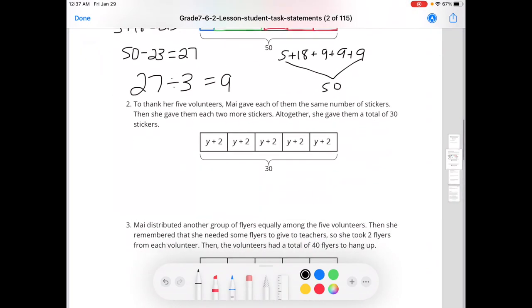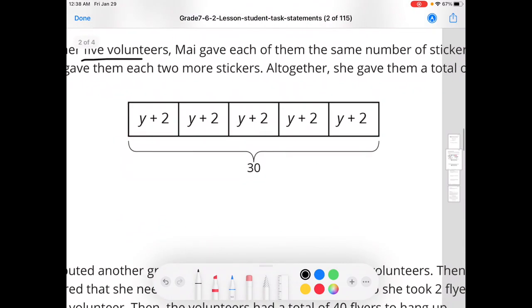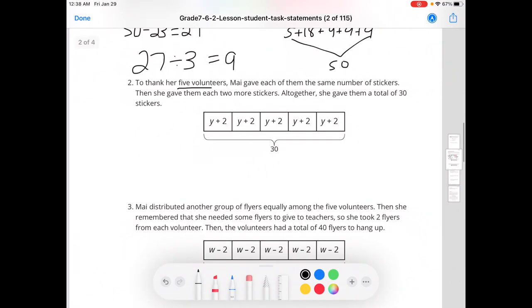And number 2 says to thank her 5 volunteers, May gave each of them the same number of stickers. Then she gave them each 2 more stickers. Altogether, she gave them a total of 30 stickers. So since we still have 5 volunteers, our rectangle is split into 5 smaller rectangles. And she gave them all the same amount of stickers, and we know this because each box says Y plus 2. So since they are all the same size and have the same label, that means they all represent the same amount.